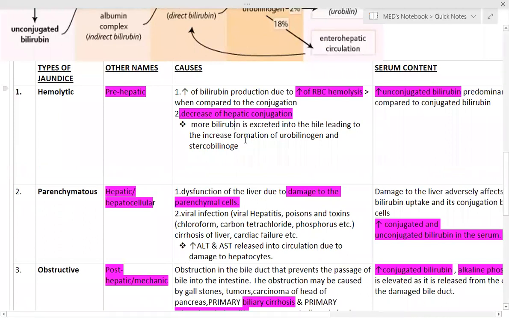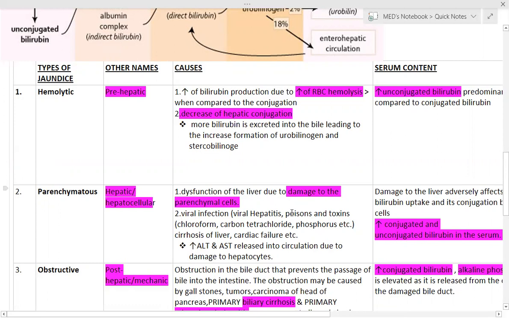It can be the most prominent cause being the viral infection, viral hepatitis. Viral hepatitis is the most common cause, please remember. Then the other causes include poisons, toxins, chloroform, carbon tetrachloride, phosphorus, etc. But for you to remember is viral hepatitis.